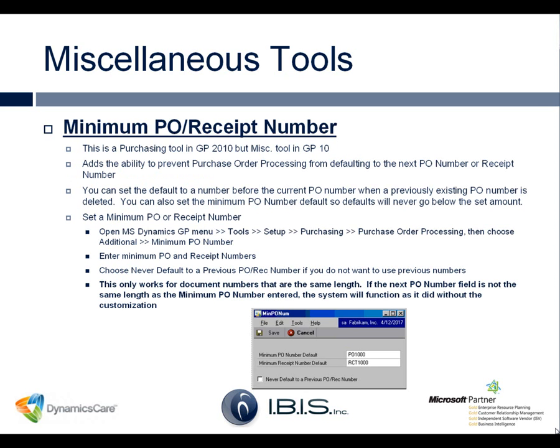There's a minimum PO receipt number. This one actually did exist in GP10, but it was listed as a miscellaneous tool. In GP 2010, this is considered a purchasing tool. They just moved the location of it. It adds the ability to prevent purchase order processing from defaulting to the next PO number or receipt number. And again, there's probably a good bit of detail on this one, and because of time, if there seems to be any interest in digging deeper into what this tool can offer, certainly we'll get connected after the presentation.